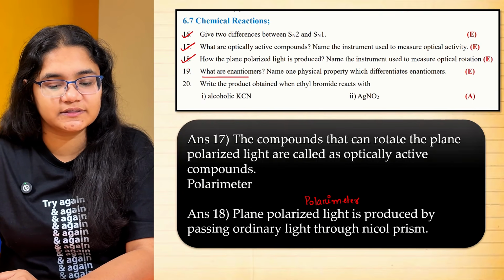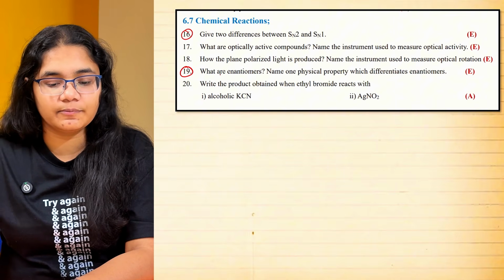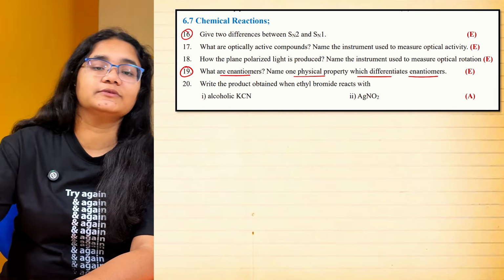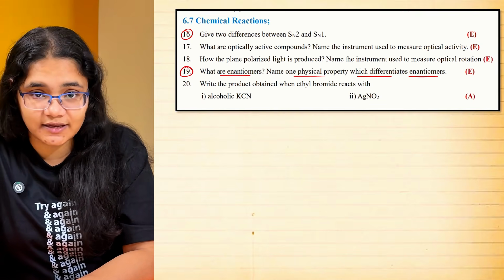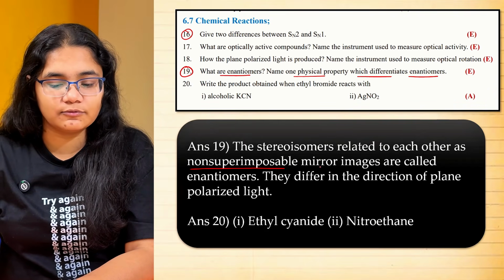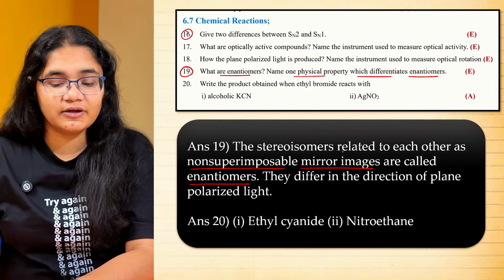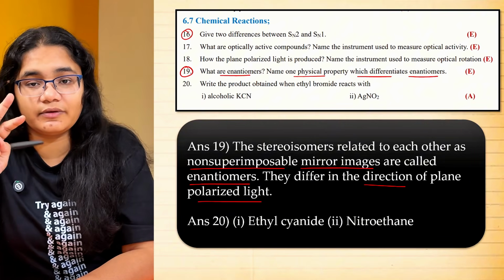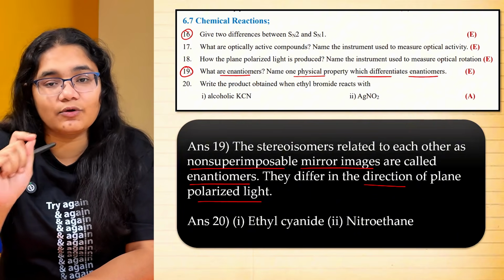Next, what are enantiomers? This is an important question. 19th one is important, 16 is important here. What are enantiomers, and name one physical property which differentiates the enantiomers. So enantiomers are non-superimposable mirror images of each other. The stereoisomers related to each other as non-superimposable mirror images are called enantiomers. Now, in which property do they differ? They differ in the direction of rotation of plane polarized light. So one enantiomer will rotate it in clockwise direction, the other enantiomer will rotate it in anti-clockwise direction.